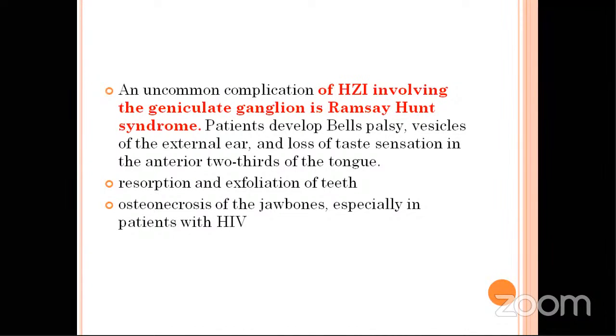And one more complication is when it involves the geniculate ganglion, it is called Ramsay-Hunt syndrome, where you will have symptoms like Bell's palsy, vesicles seen on the external surface of the ear, and loss of taste sensation in the anterior 2/3 of the tongue. Okay. And this is one viral lesion where you will see resorption and exfoliation of the teeth when severely involved. Okay. And osteoradionecrosis is also seen in very immunocompromised patients, like in case of HIV.